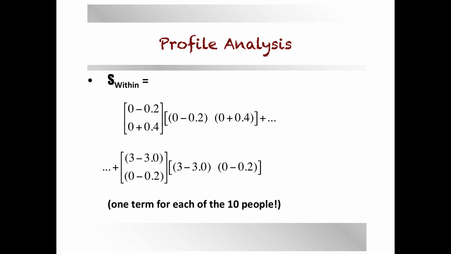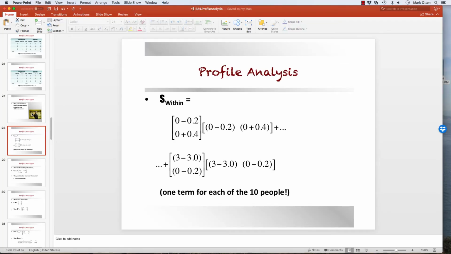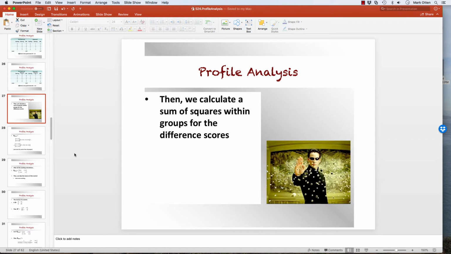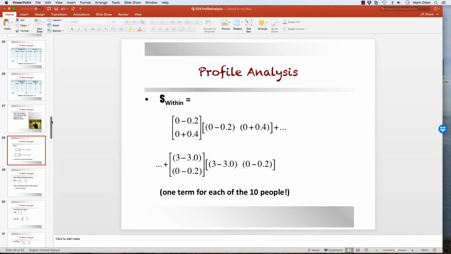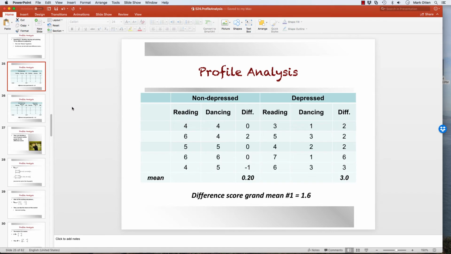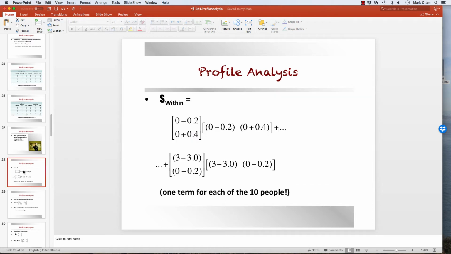So 0 minus 0.2. So where did that come from? Well, this is a difference score sum of squares. So we're using the difference scores. That is our data. And so that 0 minus 0.2, that is for the first person. And so we're going to look back at the first set of difference scores here. The 0 for that first person is the difference score on reading minus dancing, because it's 4 minus 4, right? And then the 0.2 comes from the group mean for the non-depressed group on the reading minus dancing comparison. So that gets plugged into sum of squares within.